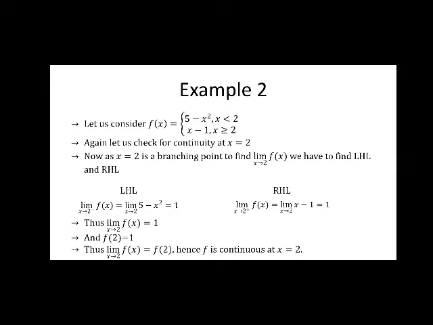So always remember this: whenever we have a function where there is a branch, and I have to check for continuity at the branching point, then I have to find both the left hand limit and the right hand limit. Now, once we have understood what continuity is, let us understand how to find discontinuity. Discontinuity means finding the points where a function is going to be discontinuous.